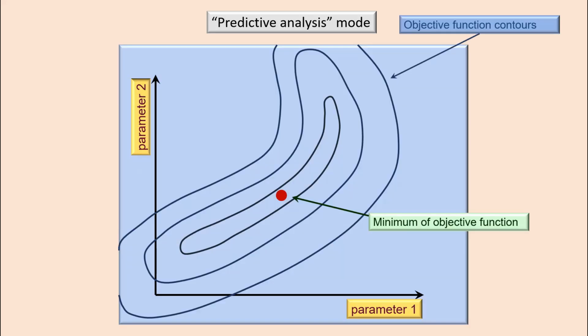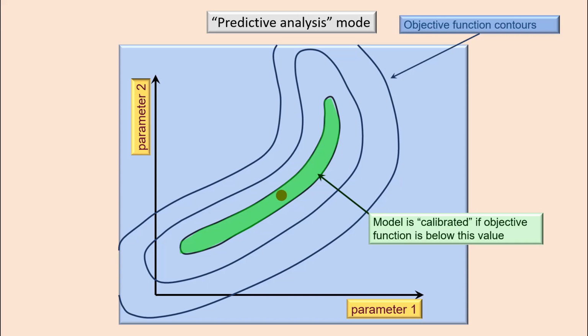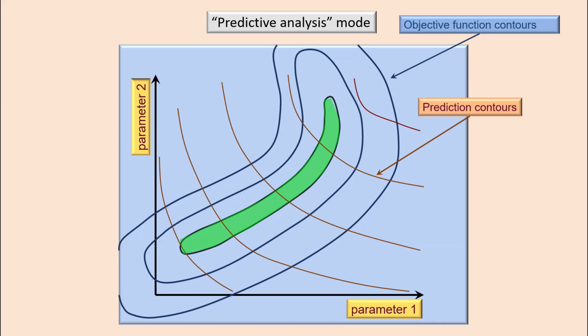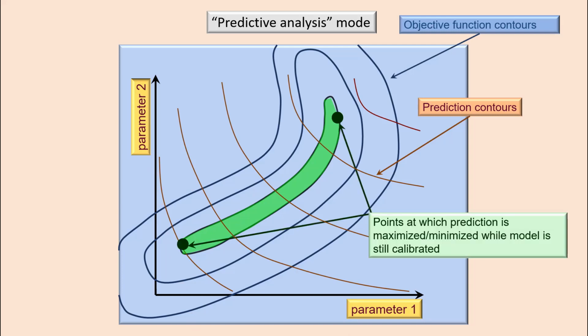So, looking at our picture of objective function contours in 2-dimensional parameter space once again, we suppose that we have found this point here, the minimum of the objective function. Suppose that we deem the model to still be calibrated if the objective function is still below a value indicated by this contour, the inside of which I've coloured green here. Suppose now that these brown contours indicate the value of a prediction of management interest as it depends on our two parameters which define this inversion problem. PEST's task then, when run in predictive analysis mode, is to find one or the other of these 2 points. These are the parameter sets which maximize this prediction or minimize this prediction, subject to the constraint that the objective function is at or below a certain user-supplied value.